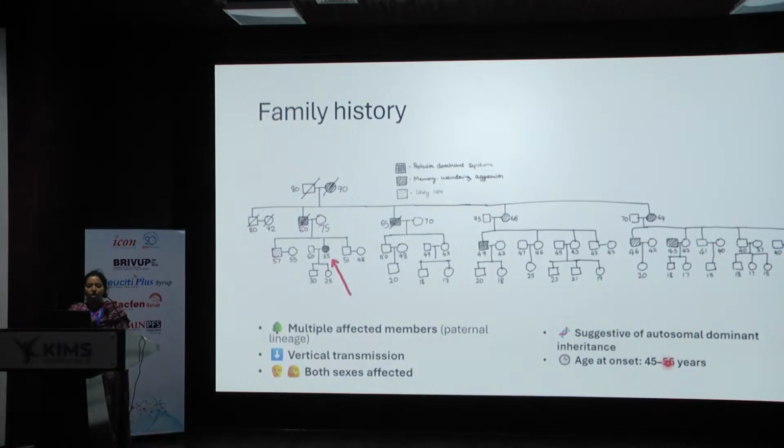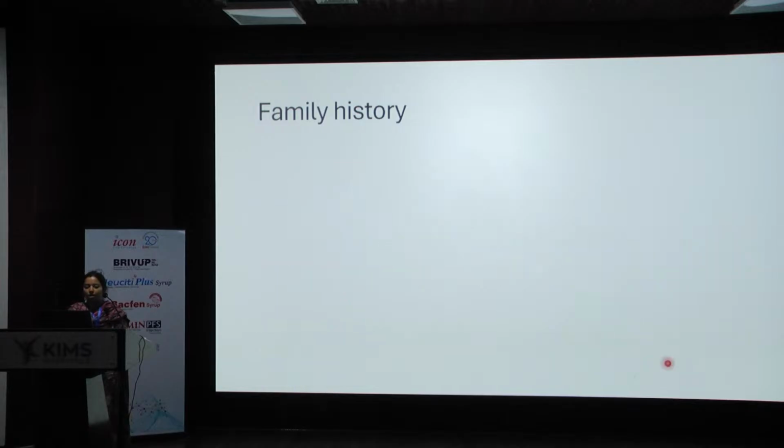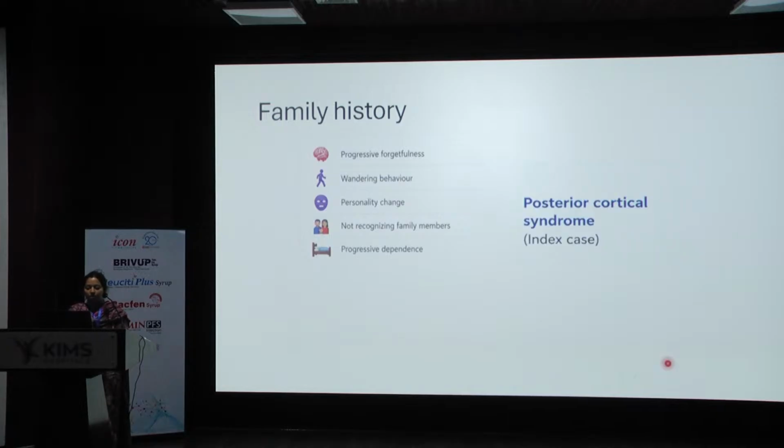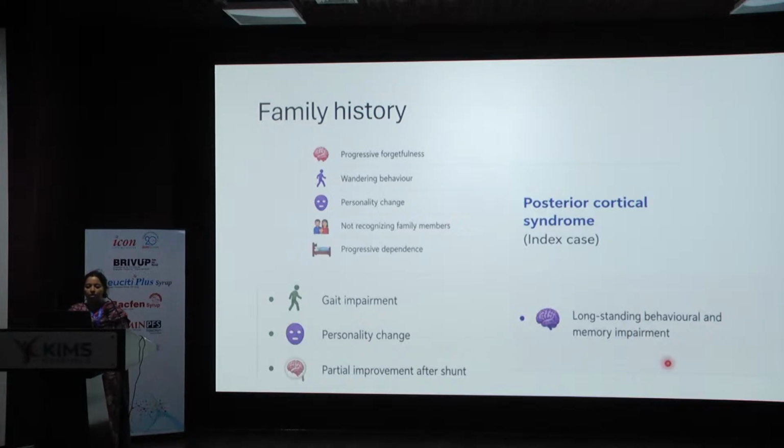But the phenotypes were not the same in all the members. One phenotype was progressive forgetfulness, wandering, personality change, and eventually these people were not able to recognize their own family members and they became progressively dependent. This phenotype was seen in 4 patients, and one is the index case, the current case of discussion. One member showed progressive gait impairment and personality change, and apparently he underwent a shunt surgery, after which he had some partial improvement. And the other 4 cases, of whom the details are not clearly known, showed similar complaints according to the patient's attendants.